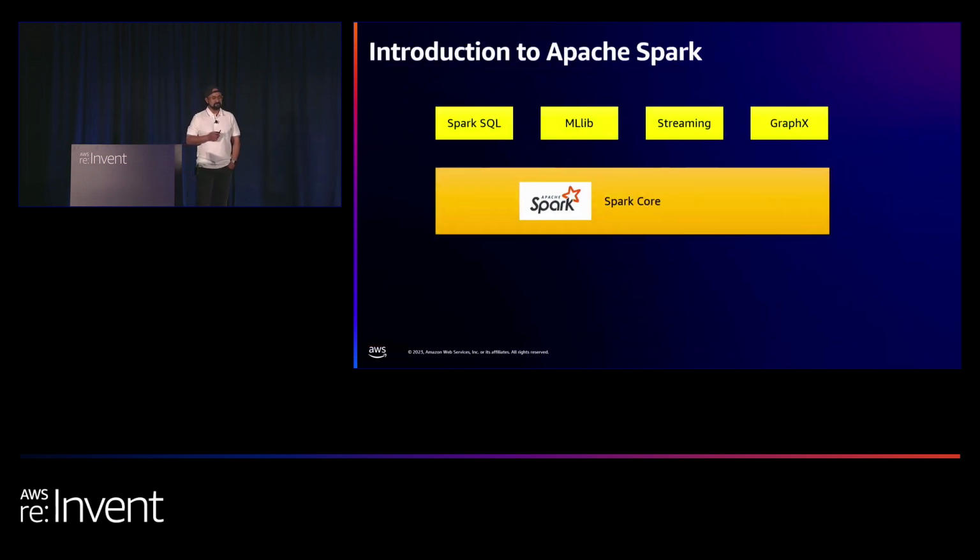Now, let's get to a little bit of an introduction about Apache Spark. I guess most of you said that you are using Apache Spark. Apache Spark is a distributed processing engine, which is mainly used to process terabytes and even petabytes of data across distributed multiple instances. It comes with a set of libraries like Spark SQL, MLlib, streaming, and GraphX, which is mainly used to process various types of data.